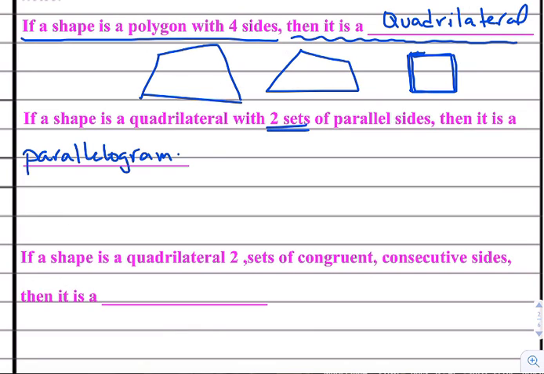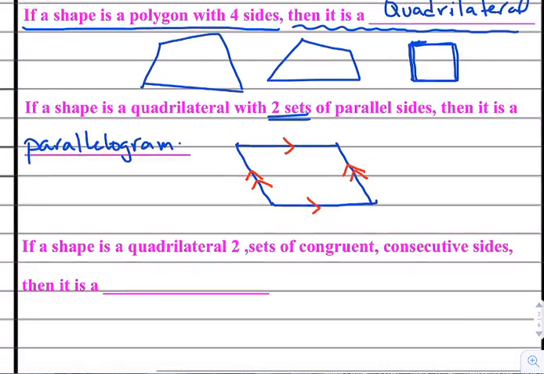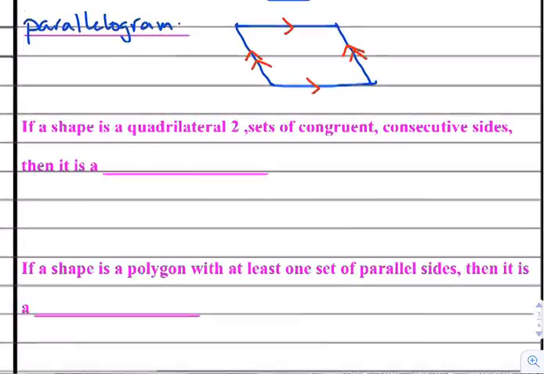Okay, so if we try to draw that, we need to have two sets of parallel sides. So if I draw a top, it's got to be parallel to the bottom. If I draw a side, it's got to be parallel to a side. Now, in terms of marking this, let's remember that if we have parallelisms, we have to mark it. And so that's what I'm looking for in a parallelogram: two sets of parallel sides. Moving on to the next one.